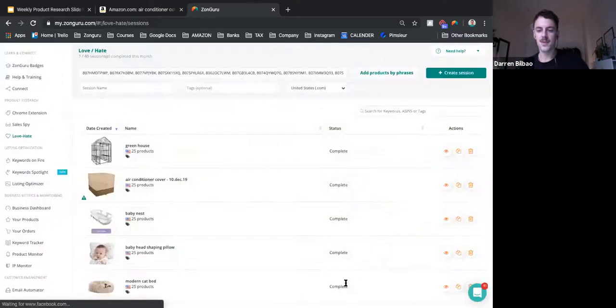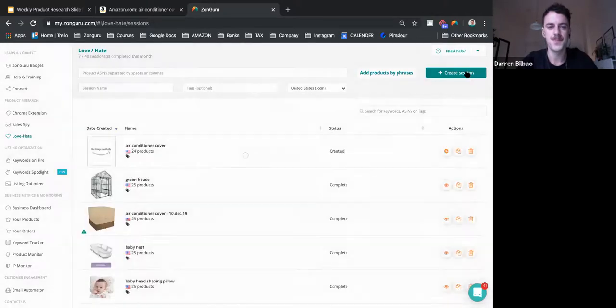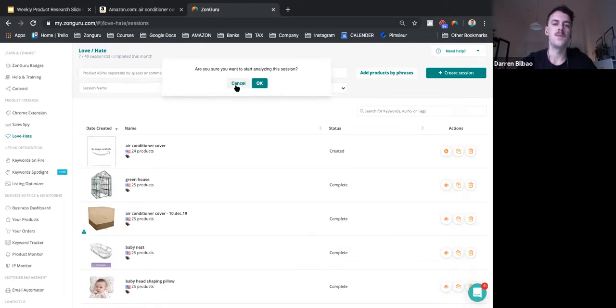You want to then click add products, and then type in the session name, so air conditioner cover, and then put the date as we did before, create session. And you'll see that this actually hasn't started running yet. It's still got a little play symbol next to it. So you need to click the play button and then click OK to start running this session, because it will use up a session. It takes about 5 to 10 minutes.